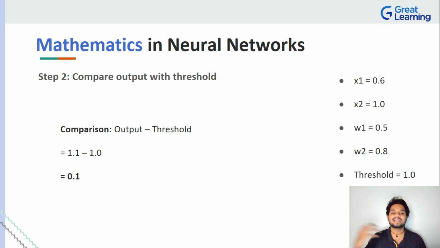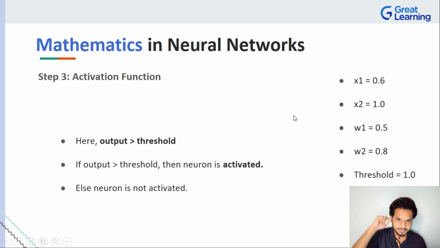First of all, let's check the output that we got. The output that we got was 1.1, correct? What was the threshold value? It is 1. Now, when we compare the output value and the threshold value, just do output minus threshold. What is this value that you're getting? 1.1 minus 1 gives you what? 0.1, right? In this particular case, our output is greater than the threshold that we have at hand, right? Our output was 1.1, our threshold was 1.